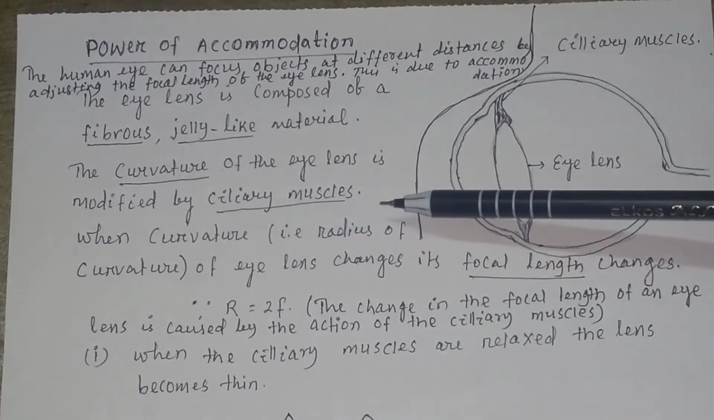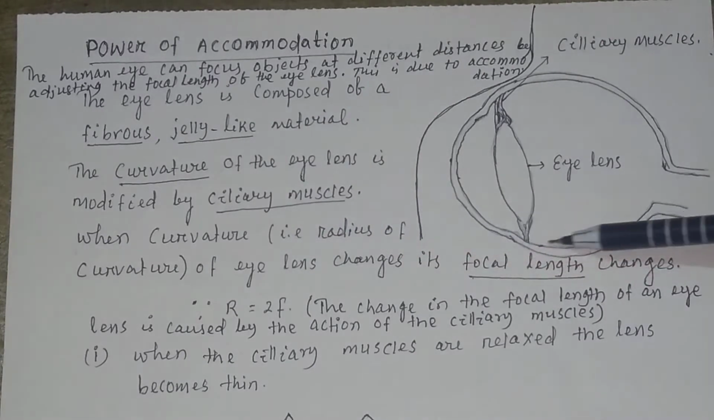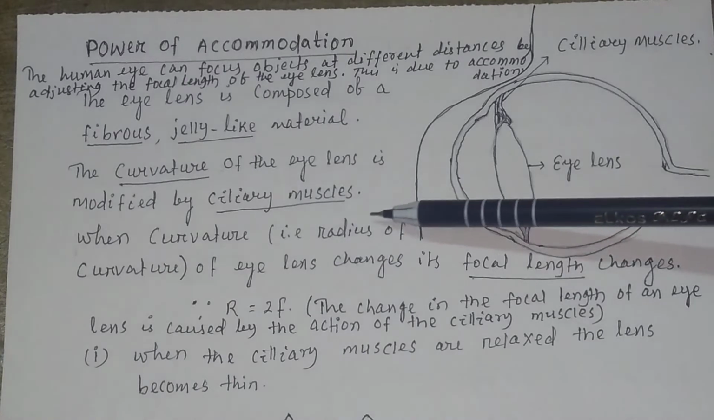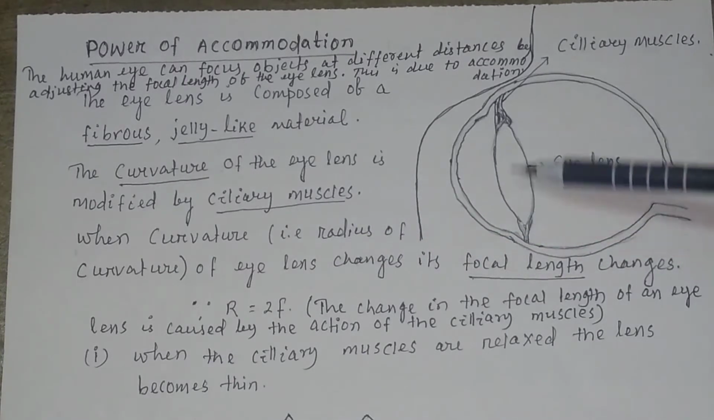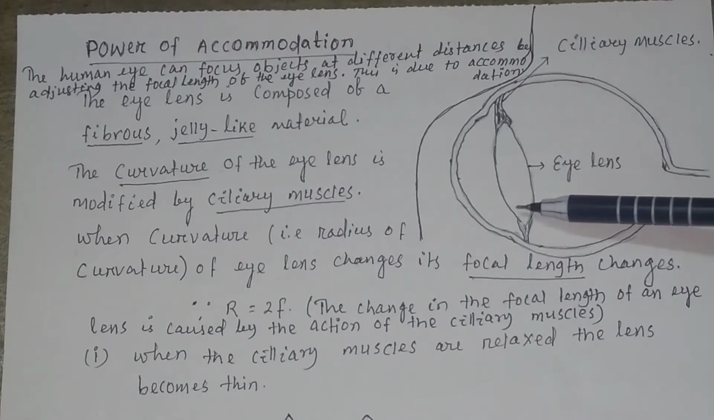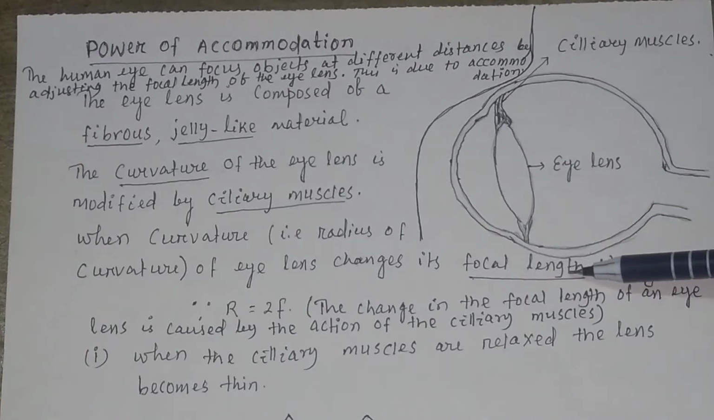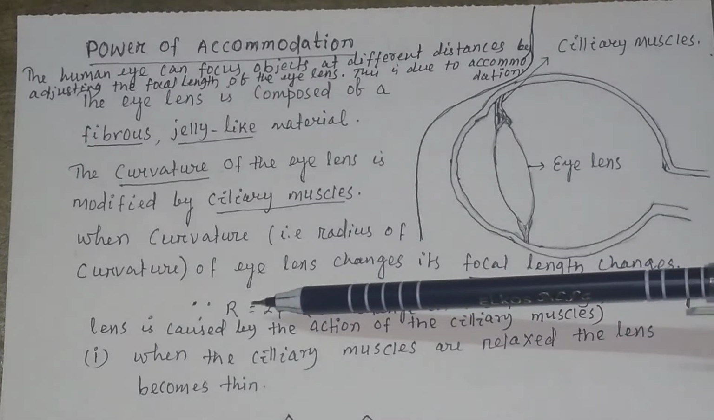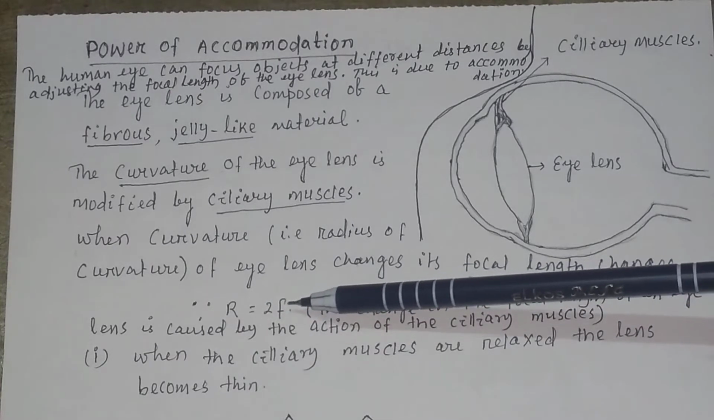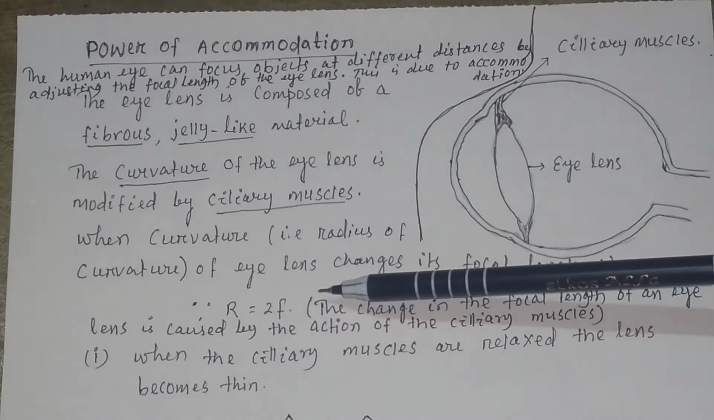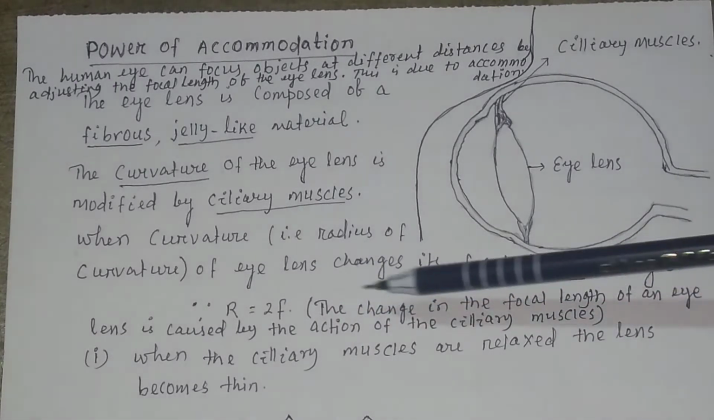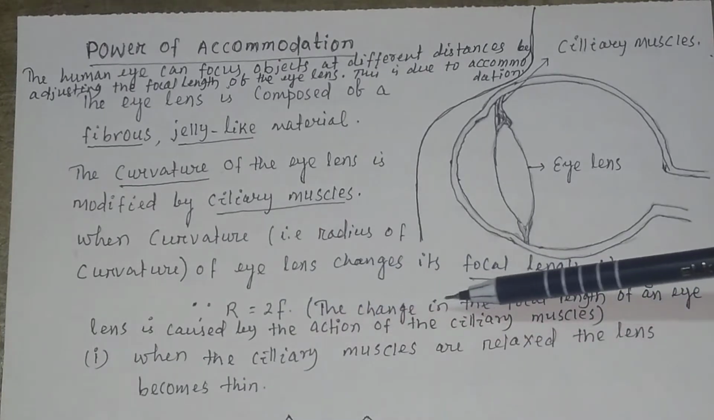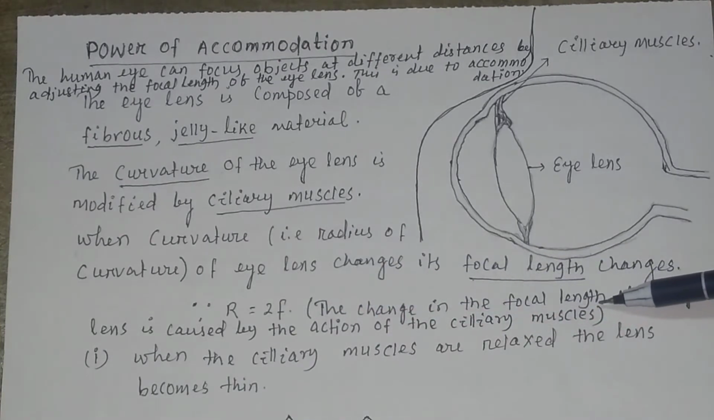When the curvature of the eye lens changes, its focal length changes. Here curvature means radius of curvature. So if the radius of curvature of the eye lens changes, then the focal length of the eye lens also changes, because we know radius of curvature is equal to twice the focal length. The change in the focal length of the eye lens is caused by the action of the ciliary muscles.